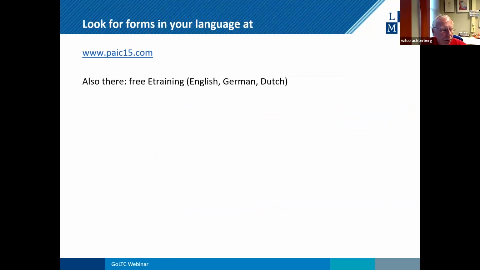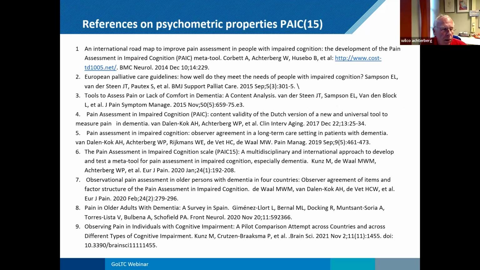So the interesting thing is that we have a very good website for the PIKE 15, which is free. At pike15.com, there's also a free e-training in English, German, and Dutch. And you can look for the forms in your language. It's also freely downloadable. And also at the website, you can find references on, for instance, the psychometric properties of the PIKE 15.